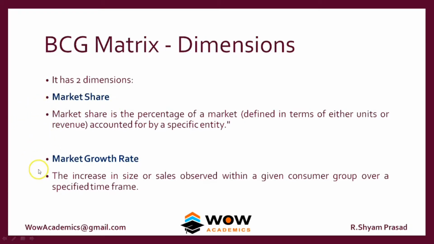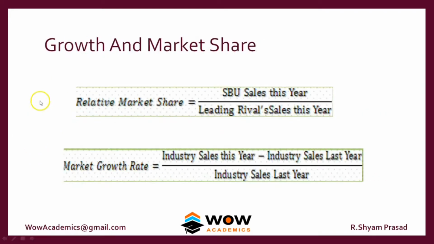The second one is called the market growth rate. The speed at which the market grows is called the market growth rate. It can be in terms of units or also in terms of amount. It is the increase in size or sales observed within a given consumer group over a specified time frame. That is the market growth rate, the speed at which the market grows. Now we look at 2 formulas which are used for measuring this.